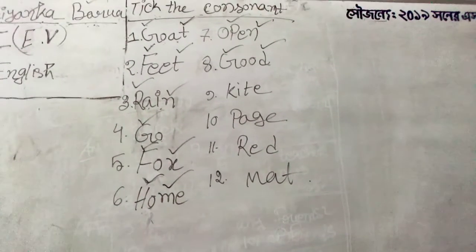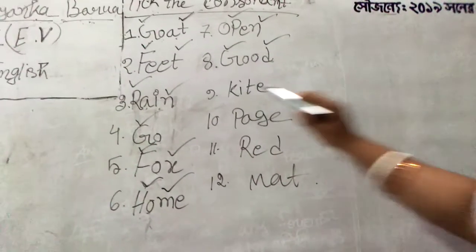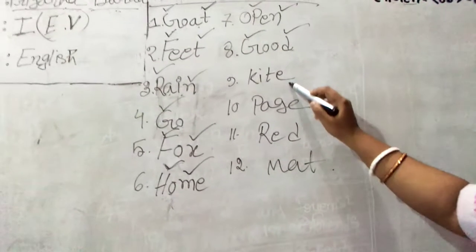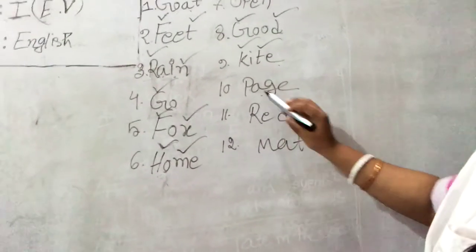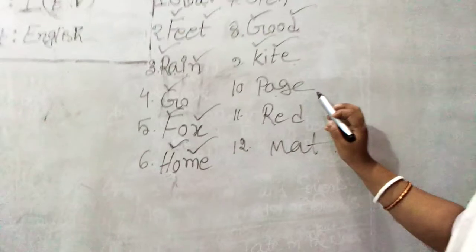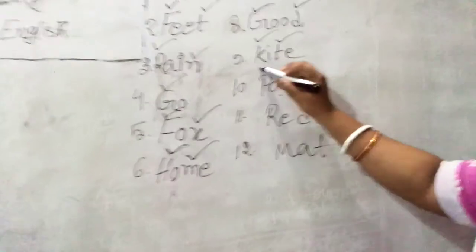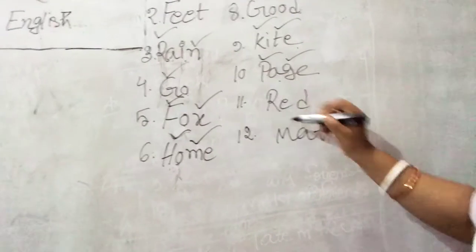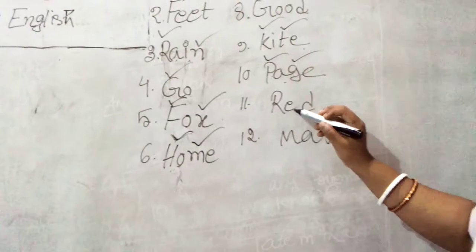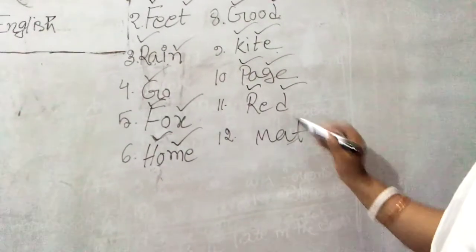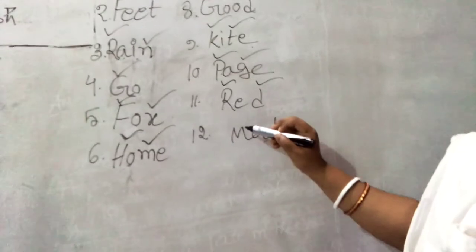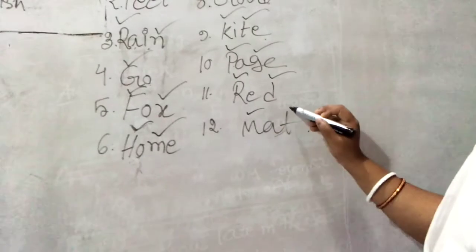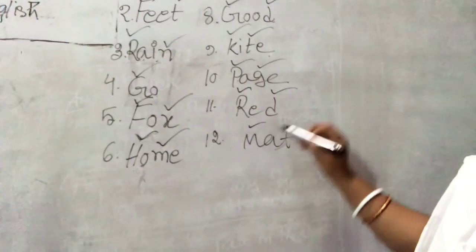Now number 9, K-I-T-E. What's the consonant? I or E? No, these are the vowels. So K and T. P-A-G-E. A and E? Are these vowels or consonants? Vowels. So I should tick mark P and G. What are the consonants here? E? No. R and D. What are the consonants? A? No, A is a vowel. So I should put the tick mark on only the consonants. That means M and T.